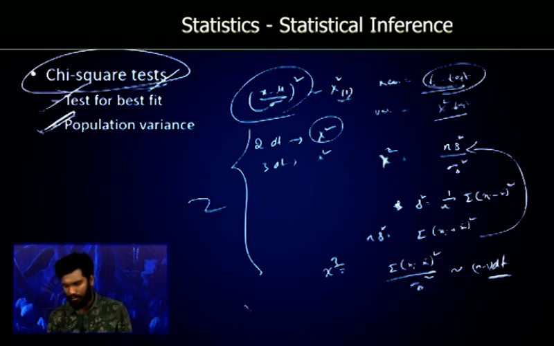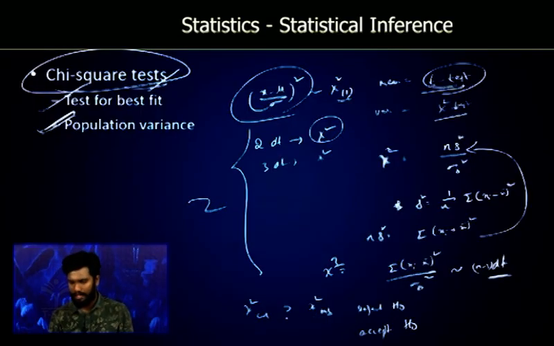Now, the calculated chi-square: if it is greater than the chi-square table value with respect to n-1 degrees of freedom, then we will reject the H0. Otherwise we will accept the H0. If chi-square calculated is less than chi-square table, then we will accept the H0. So these are the two important tests based on the chi-square distribution, that is the test for best fit and the test for the variance of the population. So remember the properties of the chi-square distribution.